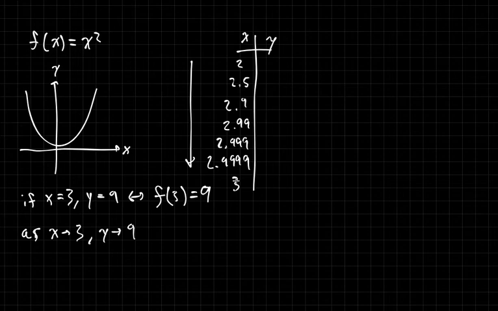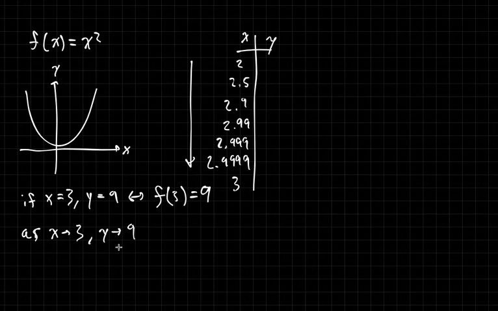And I could keep going. I could write 100 more x values: 2.99999, 2.9999999. I could keep going, and it's all following the same concept. I'm getting closer to 3. So this could never end, really. But what I'm really saying here is, as these numbers are getting closer to 3, simultaneously y is getting closer to 9.